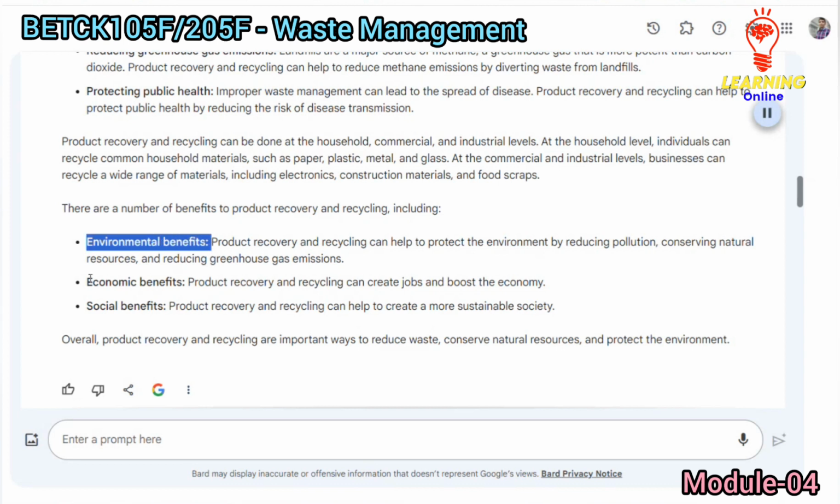Product recovery and recycling can help to protect the environment by reducing pollution, conserving natural resources, and reducing greenhouse gas emissions. Economic benefits. Product recovery and recycling can create jobs and boost the economy. Social benefits. Product recovery and recycling can help to create a more sustainable society. Overall, product recovery and recycling are important ways to reduce waste, conserve natural resources, and protect the environment.